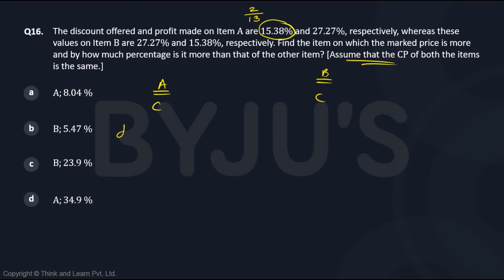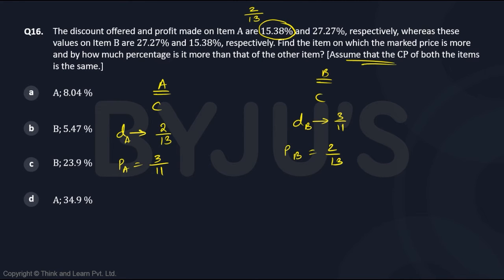Now the discount given in the case of A is 15.38, that is 2 by 13th fraction, and the profit on A is 27.27, that comes from 3 by 11. Similarly, if you're looking at discount given on B, it is the reverse. Now it is 3 by 11 and the profit on B is 2 by 13.